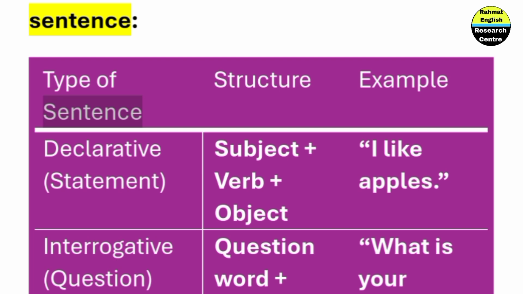Type of sentence, structure, example. Declarative statement: Subject plus verb plus object. I like apples.